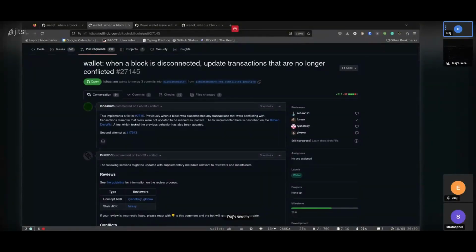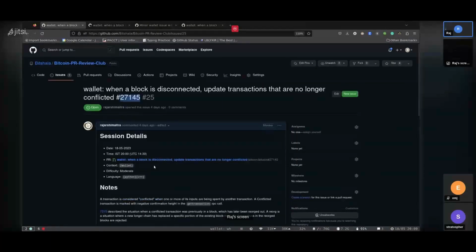And so basically what happens is, in case the block gets reorged and the transaction isn't conflicted anymore, the transaction is marked as inactive. And an inactive transaction is a transaction that is inside the wallet and not inside a mempool. So it's not part of the balance calculation until that transaction gets rebroadcast again. So that's the change here.